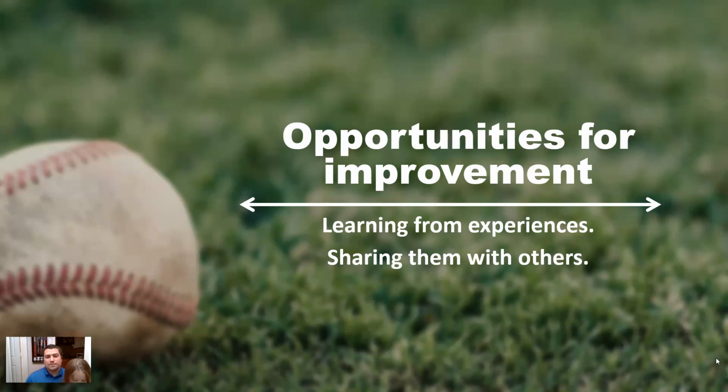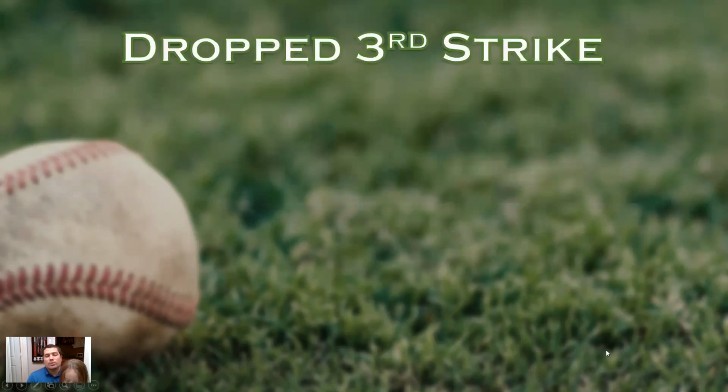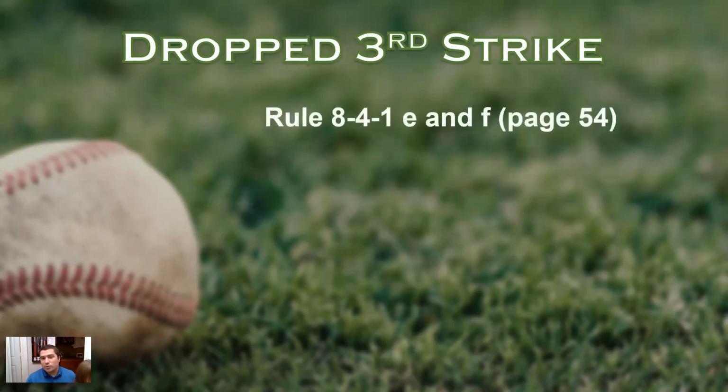So here we go. This week, we are talking first about a drop third strike. Before we get into it, let's of course define what a drop third strike is. With your rule book, go to page 54. Page 54, and a drop third strike is 8.4.1 E. And it says a third strike is caught, or let me start at F as well, because that's where it kind of makes more sense to start.